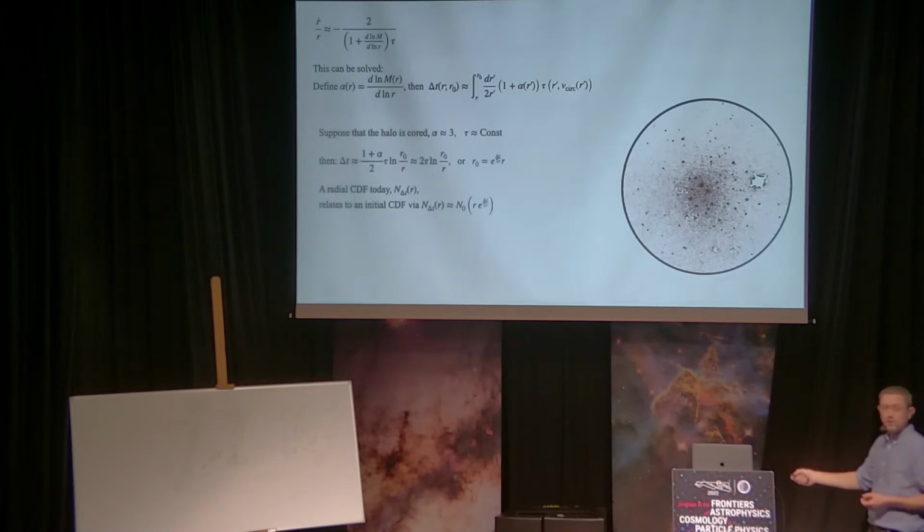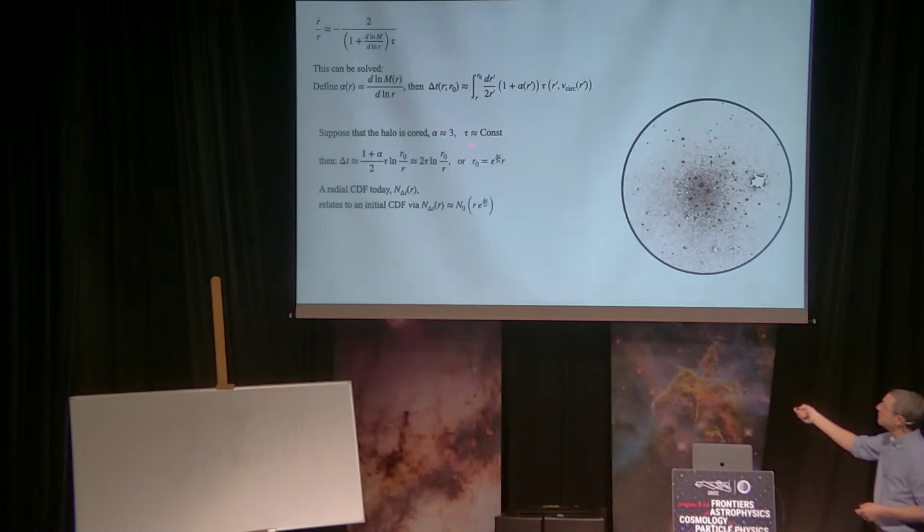Let's push this a bit more. Suppose, for example, we think that the dark matter distribution in Fornax and other galaxies is a core. If the distribution is a core, the Chandrasekhar tau is close to a constant, alpha is close to a constant of 3, and I can just solve the equation. And the initial radius is exponentially related to the final radius. The exponential is the dynamical friction time and the age of the system.